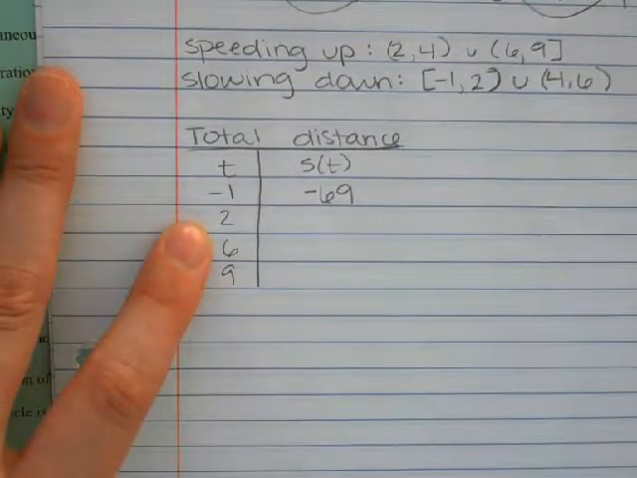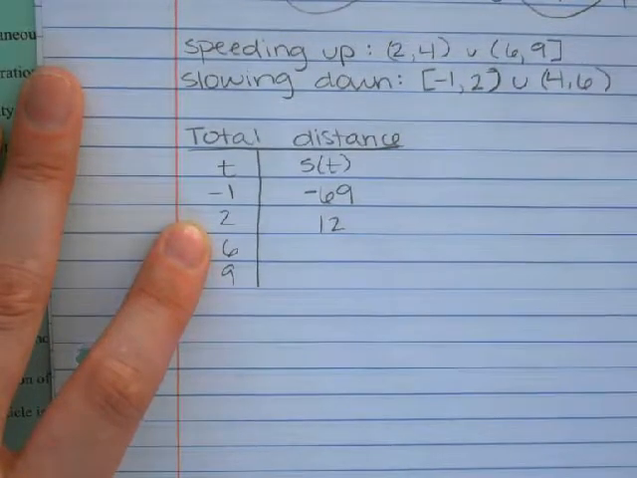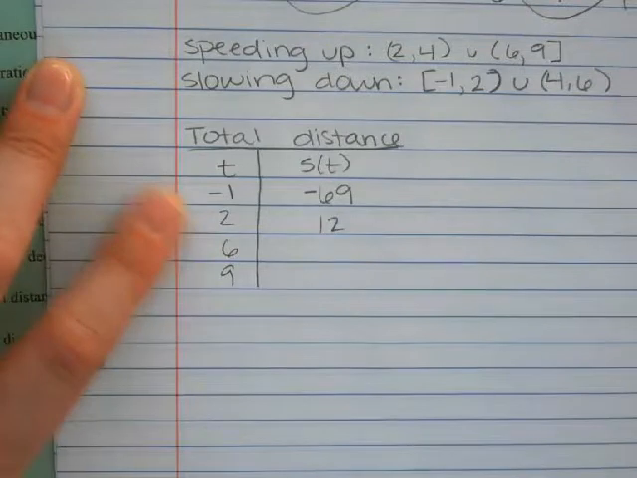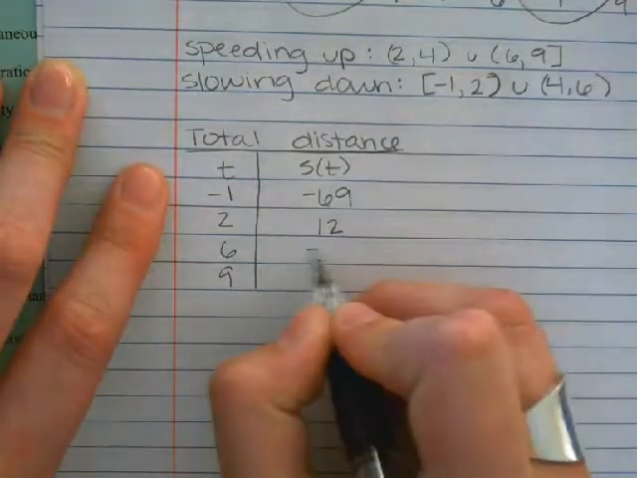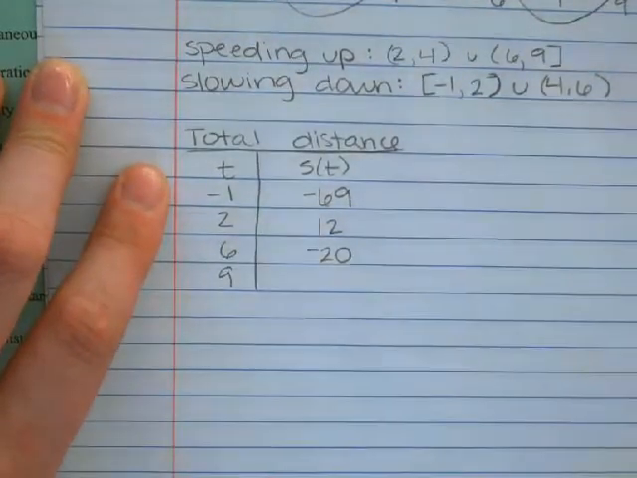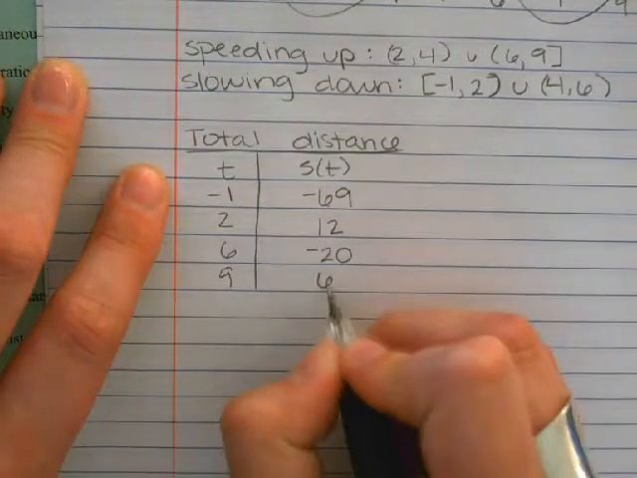All right, what happens if you plug in 2? You get 12. If you're looking at the table, it doesn't matter because we don't actually want to see the graph. We just want to look at the table and get the values. What happens if you plug in 6? -20. What happens if you plug in 9? 61.